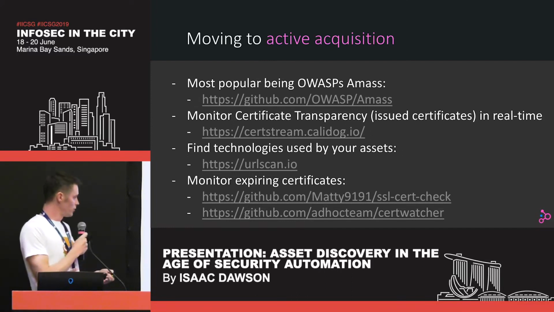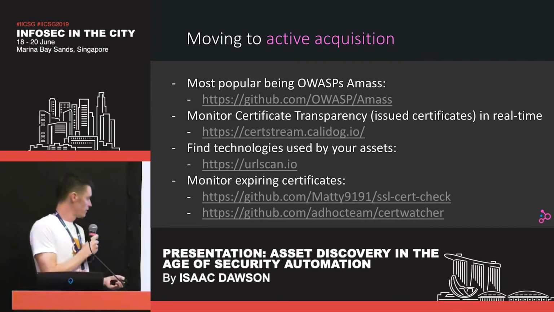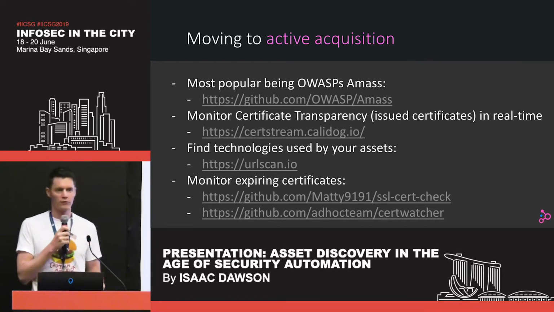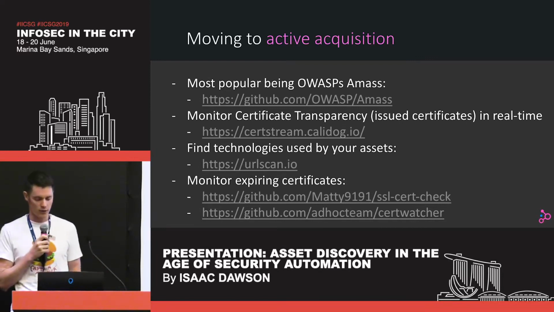Other things you'll probably want to do, if you're creating your own active acquisition program, is monitoring expiring certificates. I mean, you could just do this with an OpenSSL client and knock it out in a bash script, or you can use one of these pre-made ones.